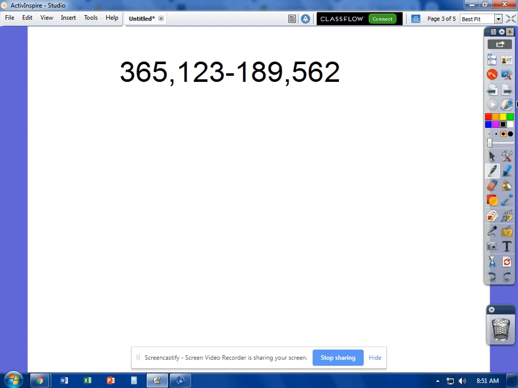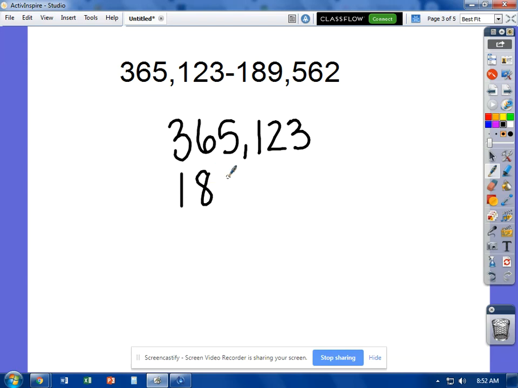So let's get started. My first problem of the day is 365,123 minus 189,562. The first thing I need to do to subtract is set up my problem with a large number on top and all of my place values lined up. I see a 3 in this hundred thousands place, which is bigger than 1, so I know that 365,123 is the larger number.